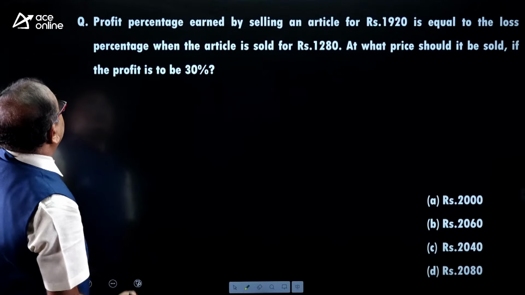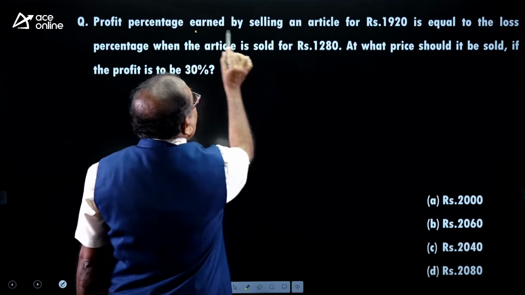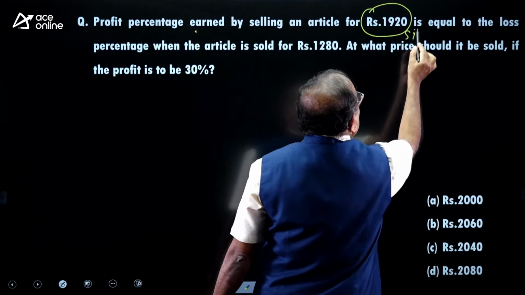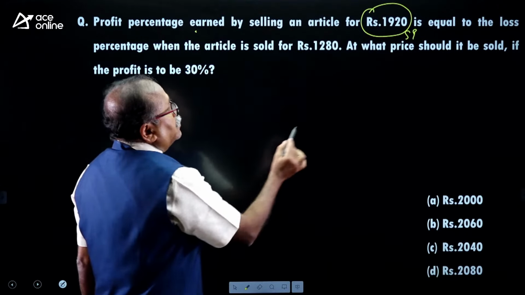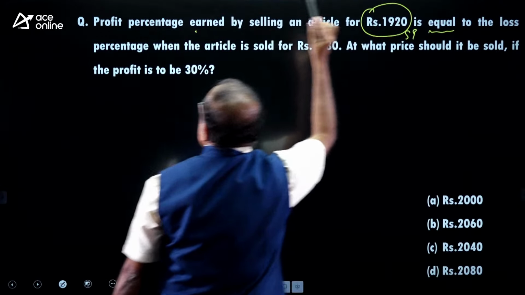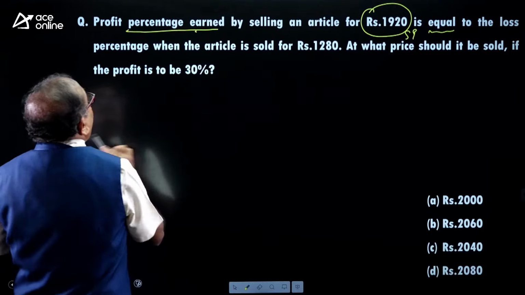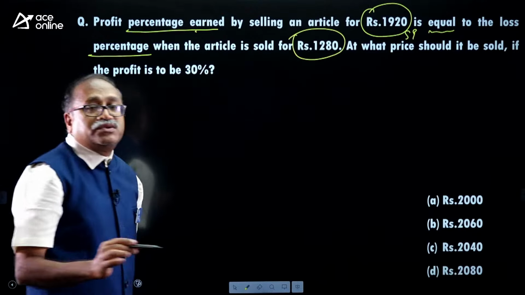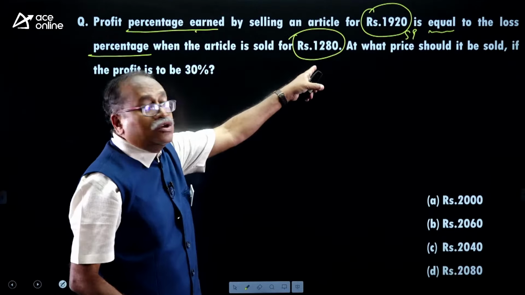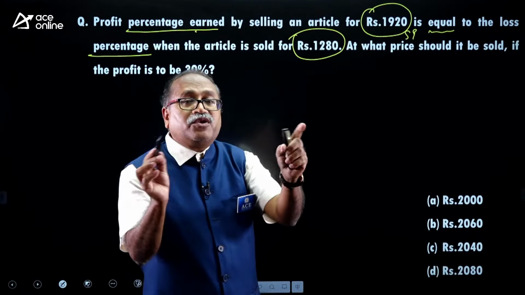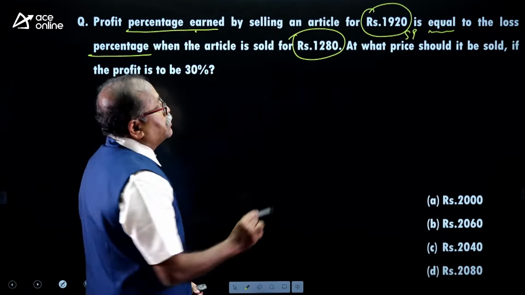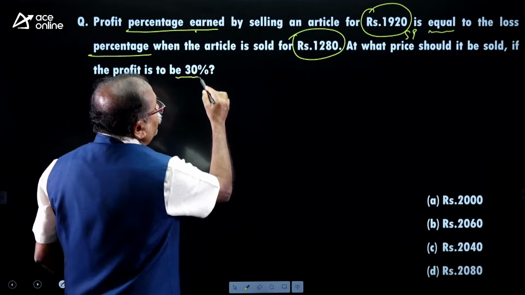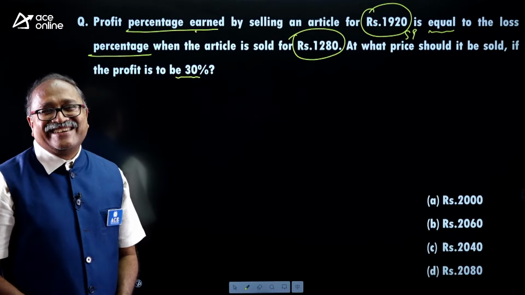Now, the profit percentage earned by selling an article for this much, this is SP, is equal to the loss percentage. The profit percentage is equal to the loss percentage when the article is sold for rupees 1,280. Here there is a loss, here there is a profit, and the profit is equal to the loss. A very common question: at what price should he sell it in order to get a profit of 30%?